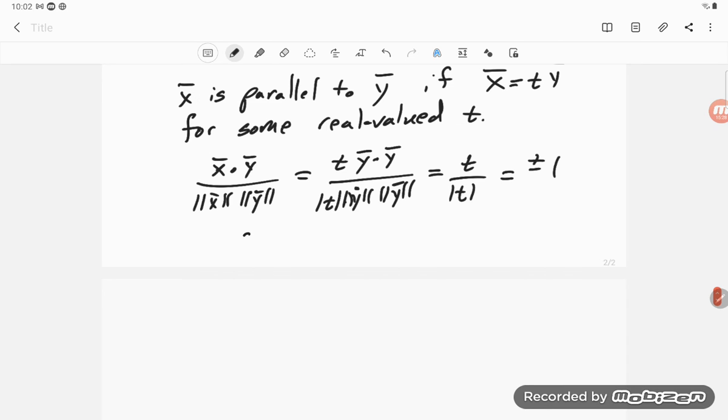But this is cosine theta, so we have cosine theta is equal to plus or minus 1, which implies theta is equal to 0 or pi. Okay, so the angle between them is either 0, so they're going in exactly the same direction, or the angle is pi, so they're going in opposite directions. Okay, and I think we'll stop this there.